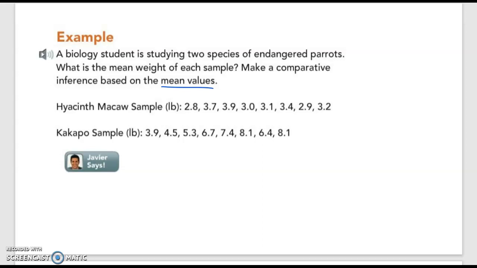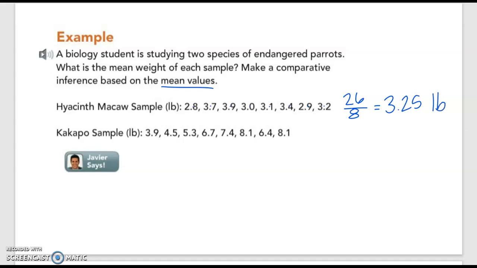So we have 2 8/10 plus 3 7/10 plus 3 9/10 plus 3 plus 3 1/10 plus 3 4/10 plus 2 9/10 plus 3 2/10. That gives us a total of 26. If we count, there are 1, 2, 3, 4, 5, 6, 7, 8 terms in our data set. So we're going to divide 26 by 8 to get 3.25. That tells us that the average weight of a Hyacinth-Macaw is 3.25 pounds.